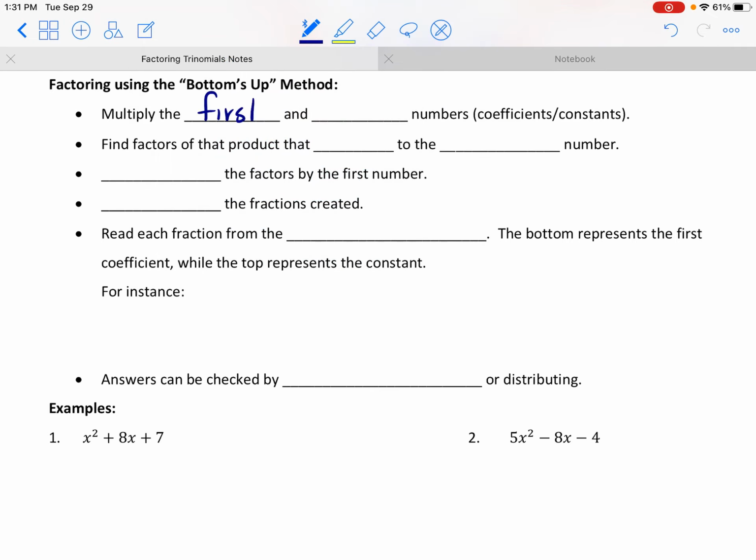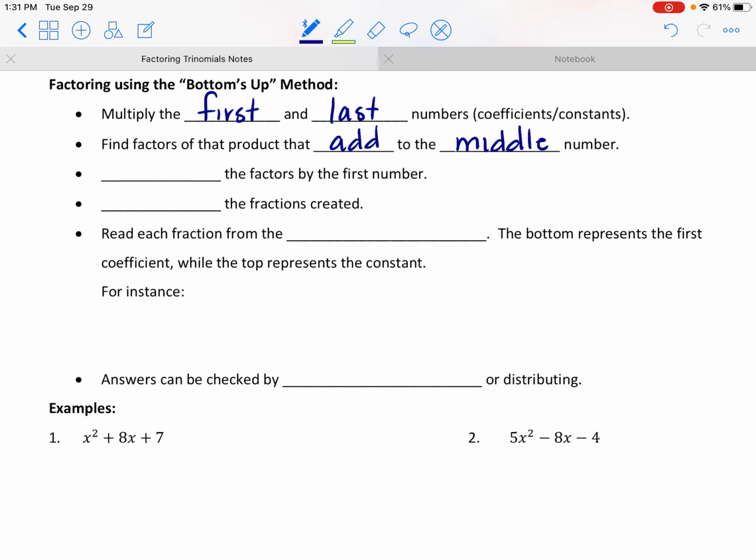And this has to be in order. I think we talked about that with factoring in general. Make sure your terms are in order first. But once they're in order, multiply the first and last numbers. Your first coefficient, last number is the constant. And then you're going to find factors of that product that add to the middle number.